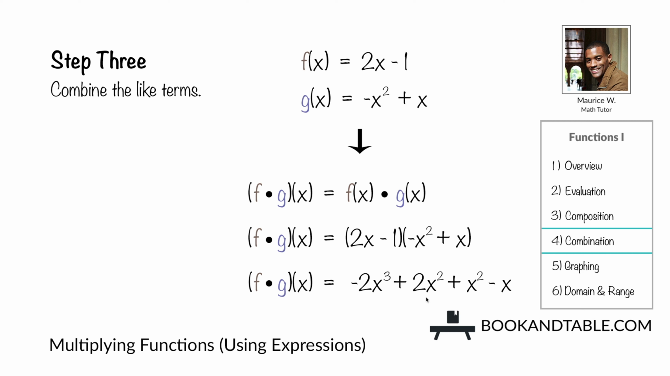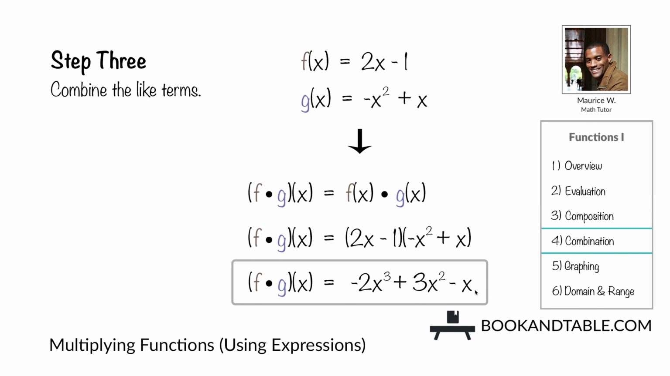And now the third step is to combine the like terms, 2x squared plus x squared, which would give us 3x squared. So the final answer is f times g of x is equal to negative 2x cubed plus 3x squared minus x. So that is how we go about multiplying functions using expressions.